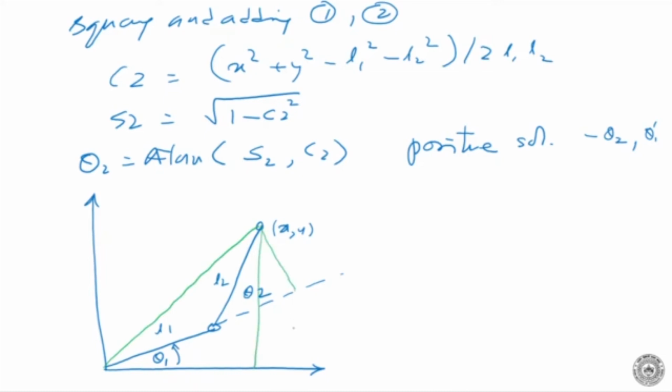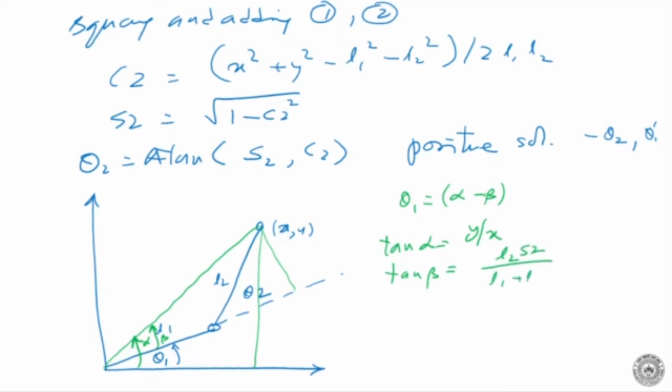What we did here is we defined an angle called alpha and we defined another small angle called beta. Okay. So what we found is that theta 1 is equal to alpha minus beta as shown in this figure, right? And then we found expressions for tan alpha. So tan alpha is equal to y by x, and tan beta is equal to L2 sin theta 2 divided by L1 plus L2 cos theta 2.